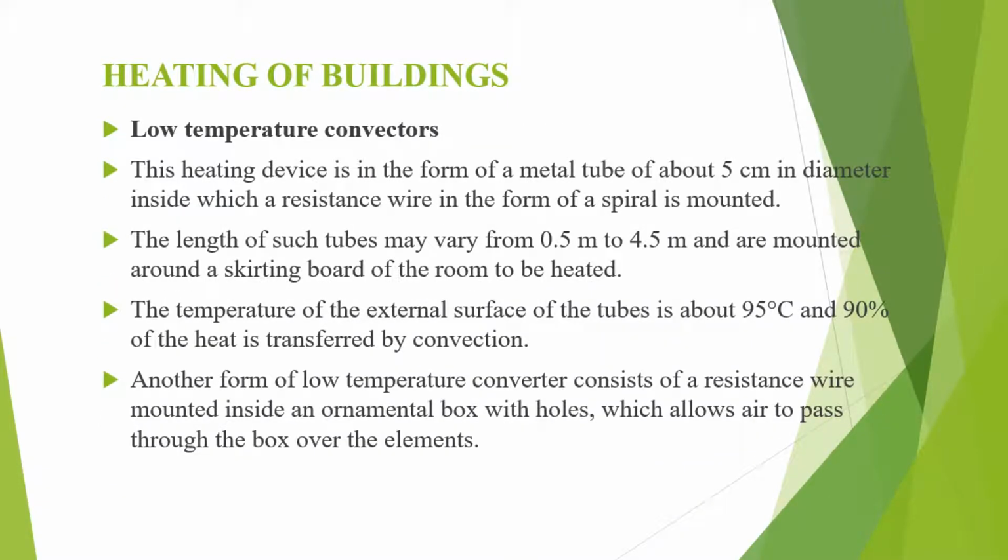Low temperature convectors. This heating device is in the form of a metal tube of about 5 cm in diameter, inside which a resistive wire in the form of a spiral is mounted. The length of such tubes may vary from 0.5 meter to 4.5 meter and they are mounted around a skirting board of the room which is to be heated. The temperature of the external surface of the tube is about 95 degrees Celsius and 90% of the heat will be transferred by convection.